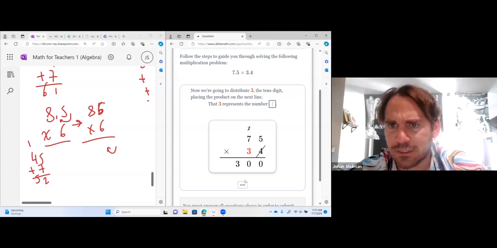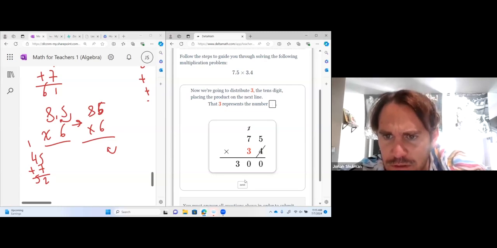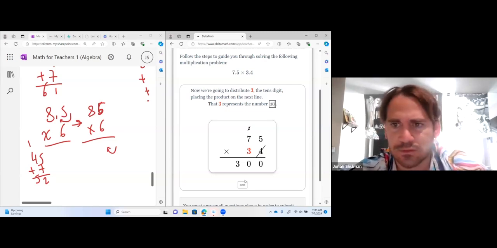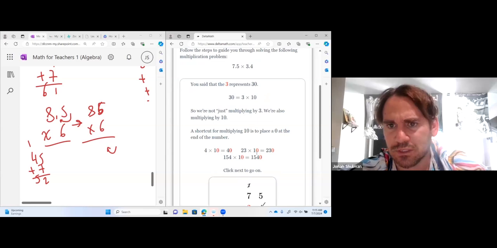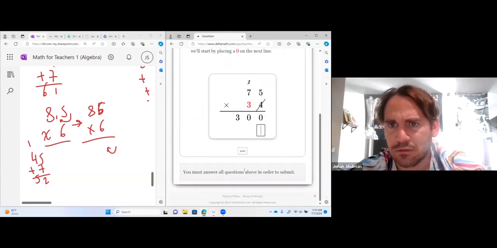3 represents 30 in this case, even though if we don't have the decimals there. So here we go. 0, 15.